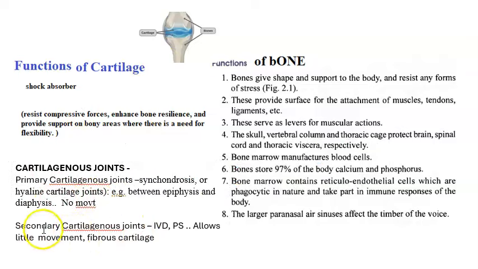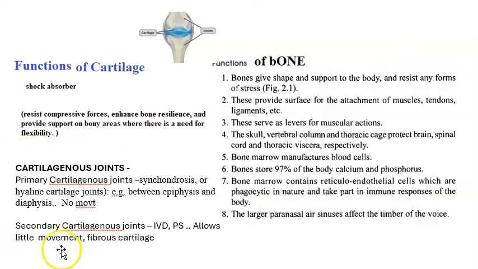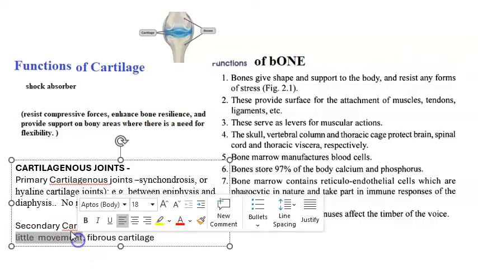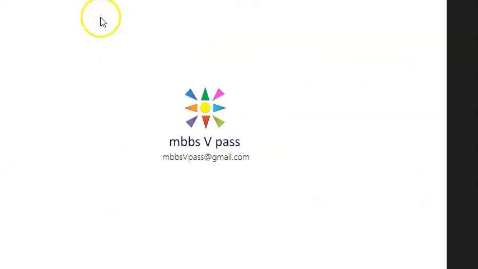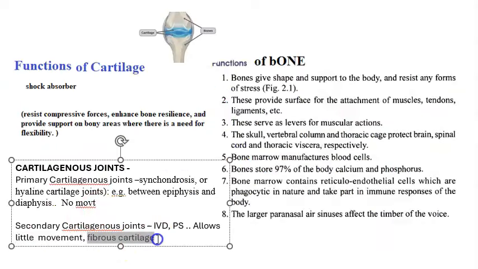That's what it says. Coming to secondary cartilaginous joints, like your intervertebral disc and your pubic symphysis, etc. It allows little movement. Okay, it has fibrous cartilage. So actually the difference here is it has fibrous cartilage, but they're saying it allows little movement. This is a little difficult for me to digest because when you say fibrous joint, remember, the fibrous joint in the skull actually doesn't allow movement. That's what they had said. But here, when they're saying fibrous cartilage, which is there in the cartilaginous joint, it says it allows little movement.